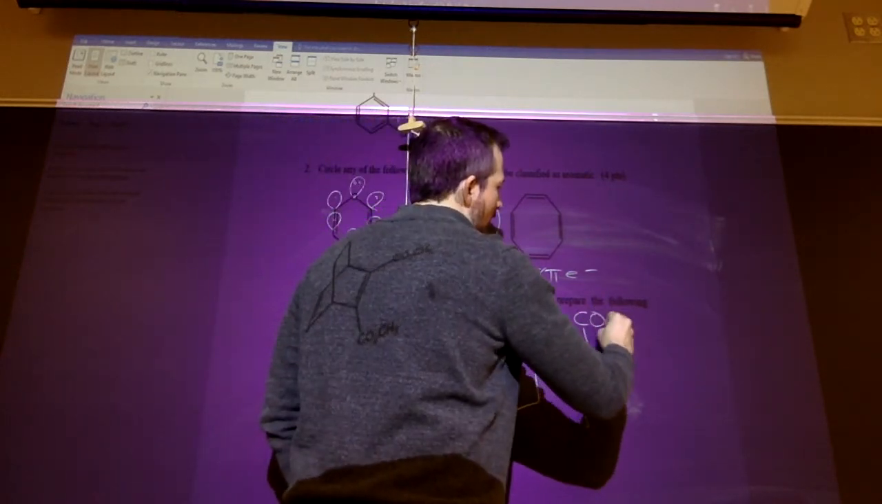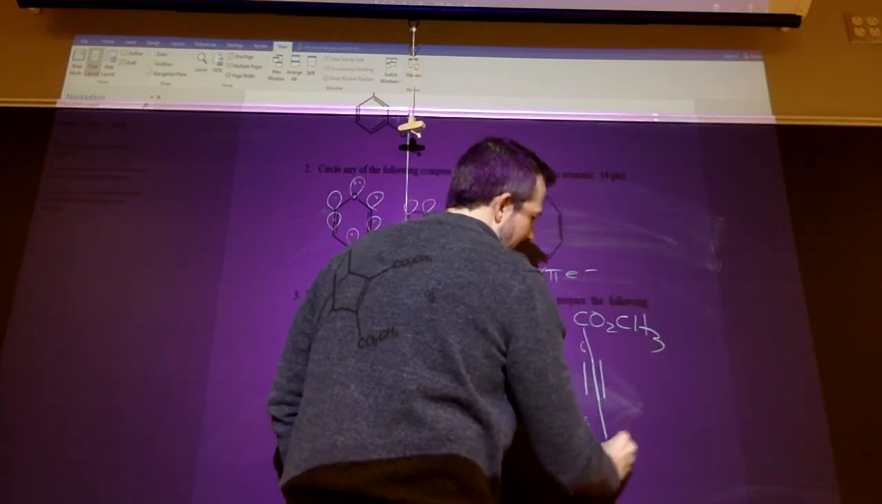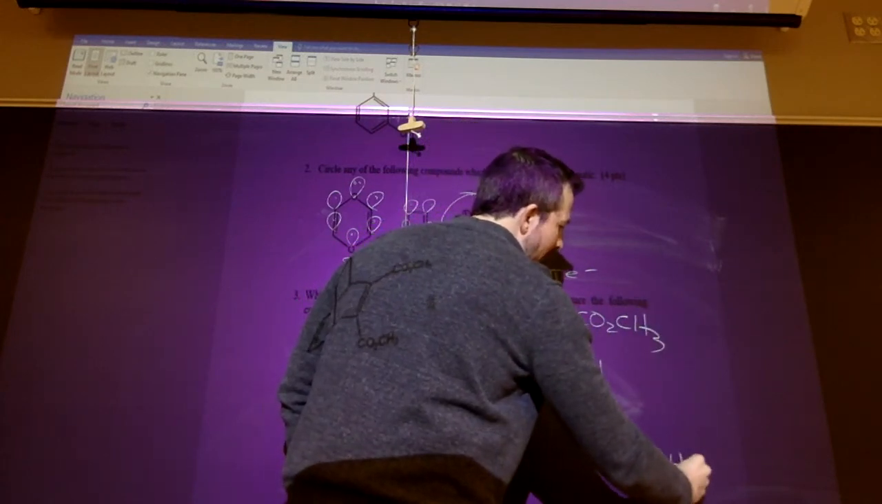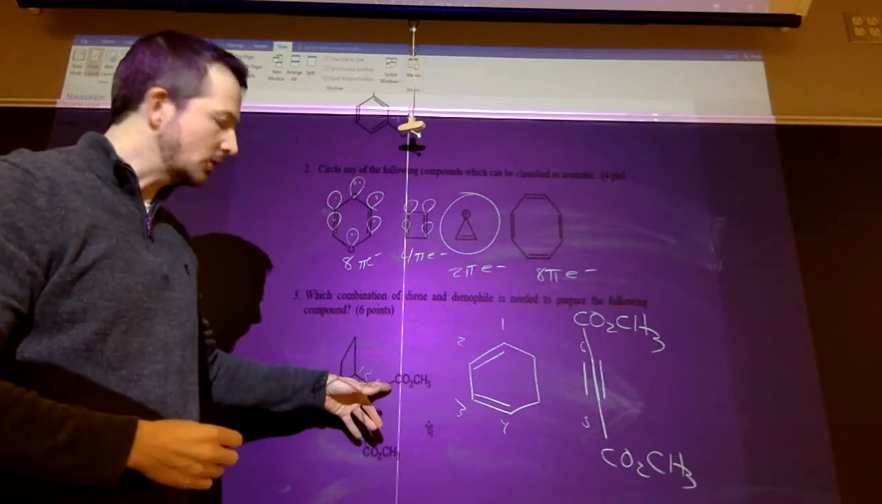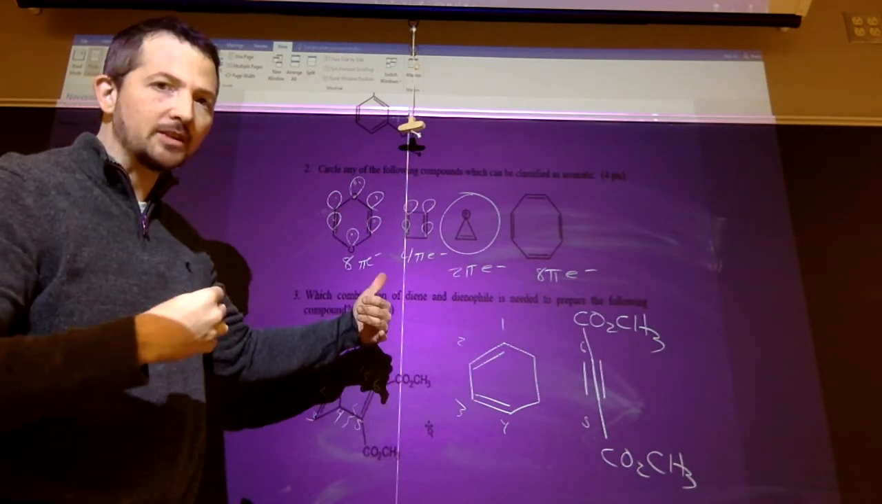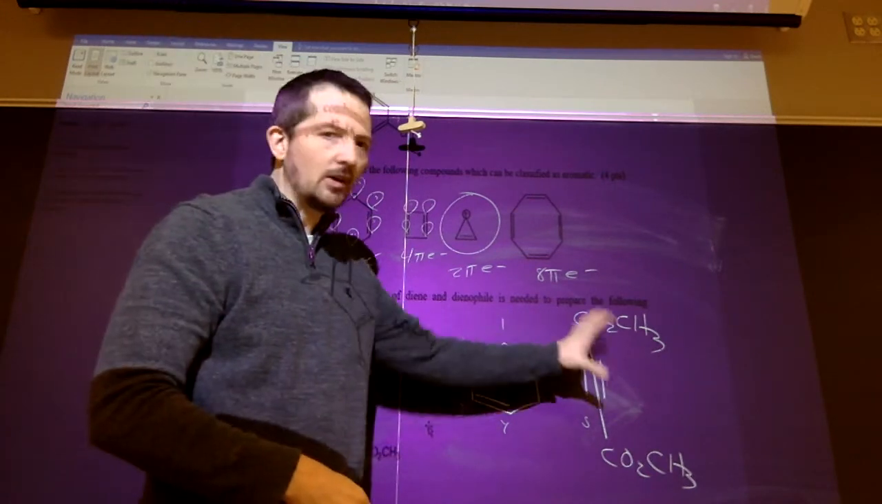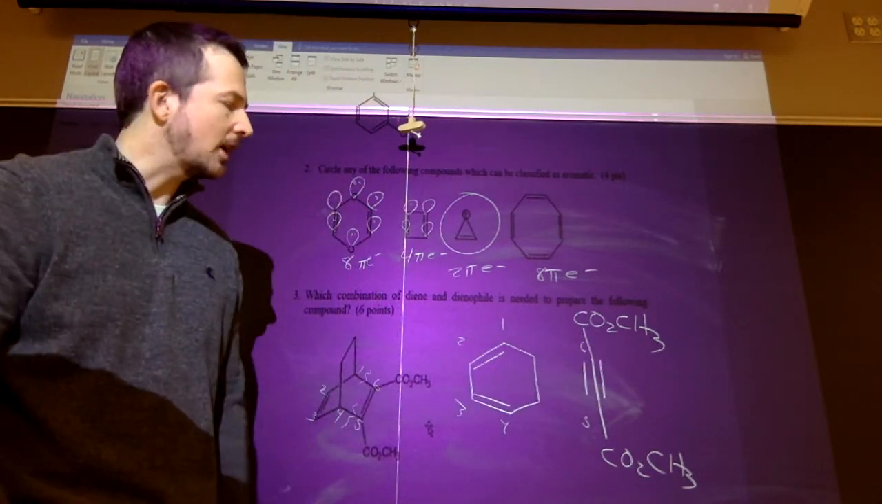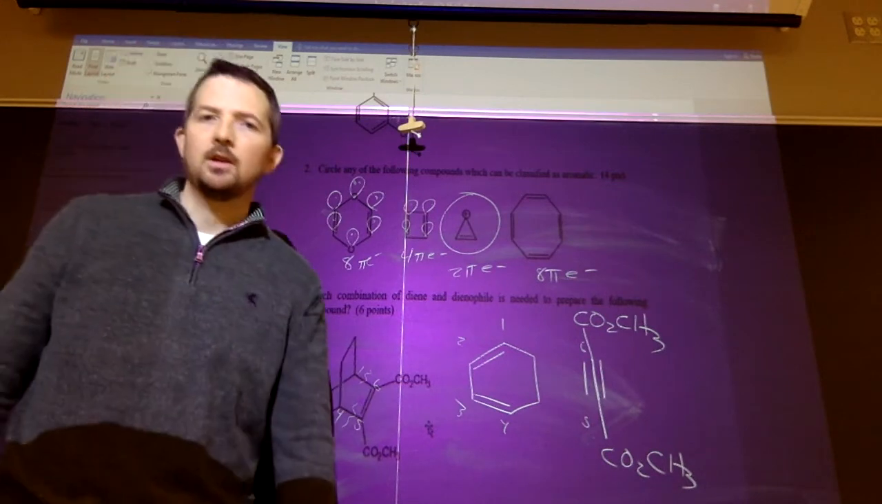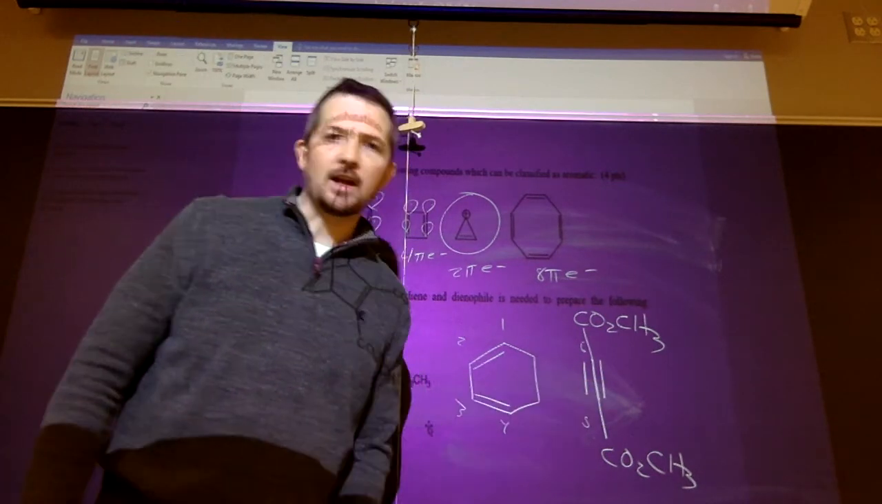So I can then add my CO2CH3s. Normally we show stereochemistry, but triple bonds are linear compounds. And so I don't show same or opposite sides, only if you have a double bond there. So there's my diene and dienophile.